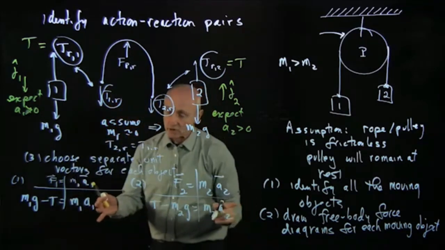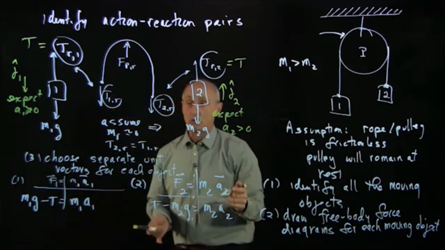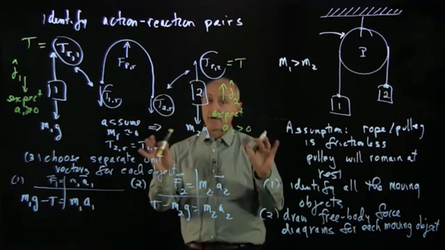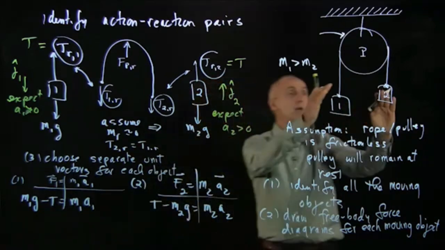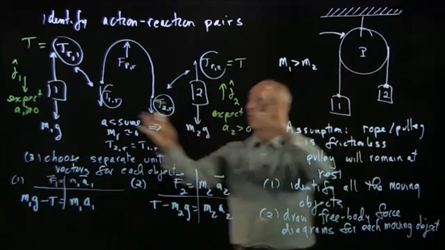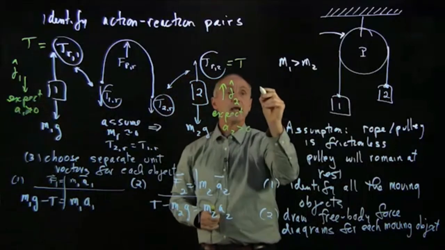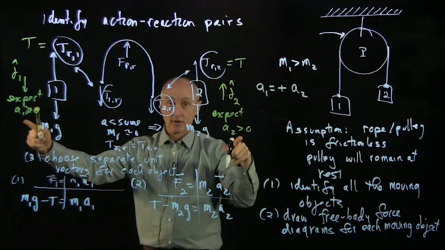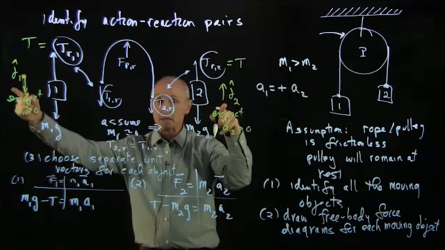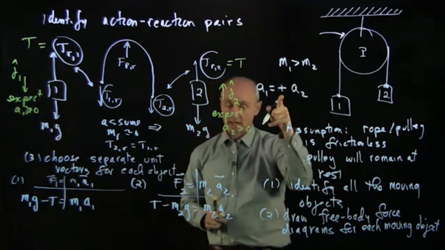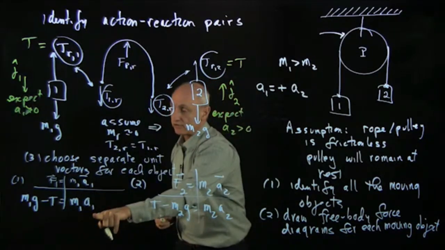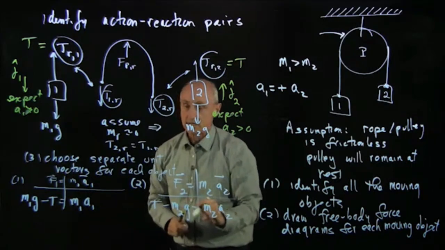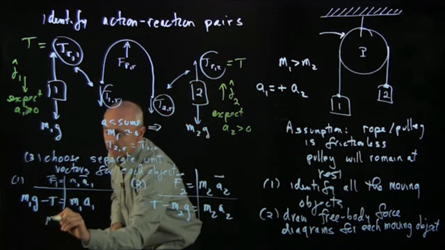So I now have two equations. But when I look at these equations, I see that I have three unknowns: T, a1, and a2. But I have a constraint. Because these objects are moving together, and the way I've chosen the coordinate systems, a1 is equal to plus a2. Both are positive with respect to my choice of coordinate systems. And so these two a's are the same. And now I can solve my equations for T and a. And let's quickly do that.